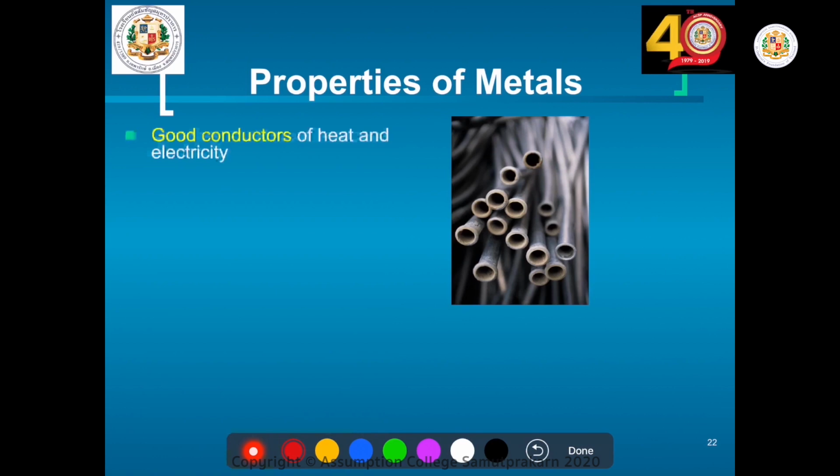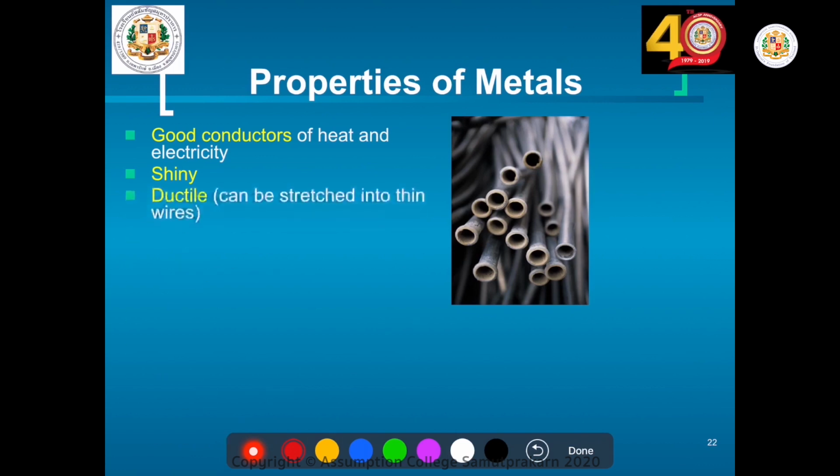Okay? Now next, metals are shiny. They shine, they reflect light. If you look at the things around you, maybe you would identify which are metals and which are non-metals, right? So you have your necklace there, your watch, what else? Many other things. You just look around you.